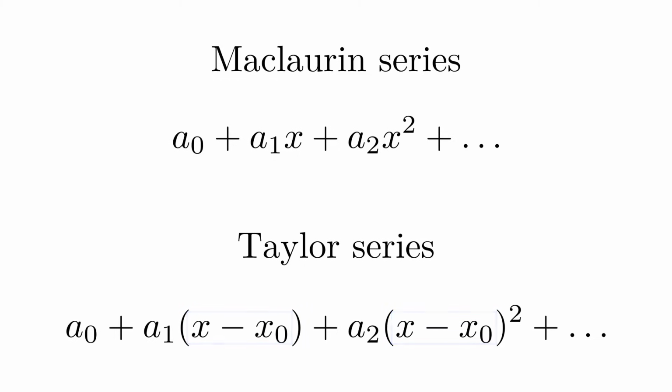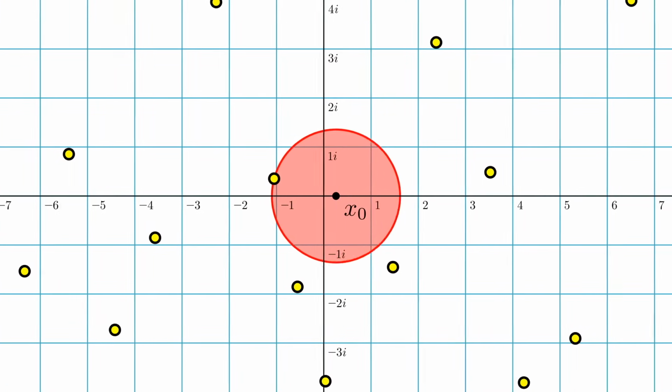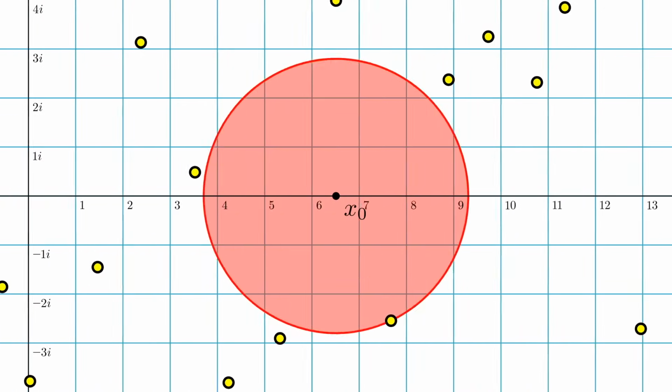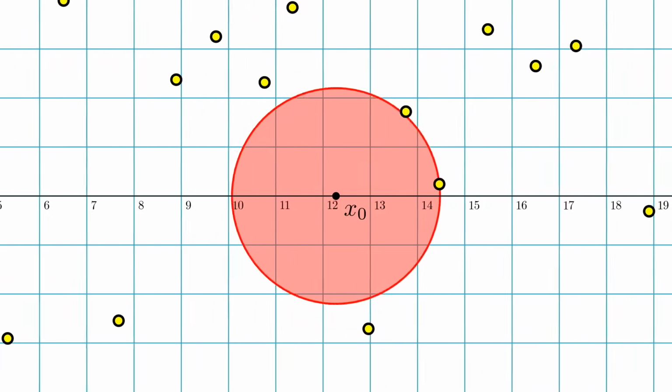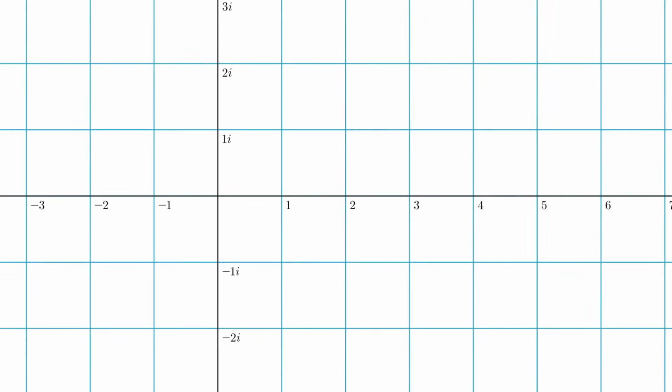What's now true is that if we start at any point x naught on the real line, and write down the Taylor series at that point, then that Taylor series will converge in the complex plane in a circle around x naught, whose radius is equal to the distance to the nearest singularity to x naught in the complex plane. As an example, let's look at tangent again. The asymptotes of tangent are here at pi over 2, 3 pi over 2, and so on.